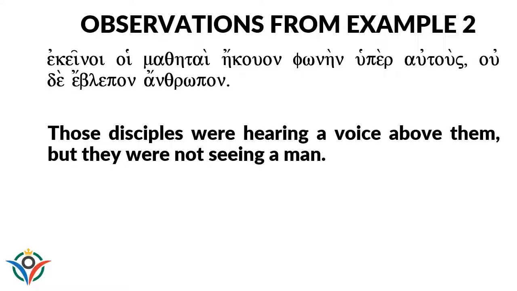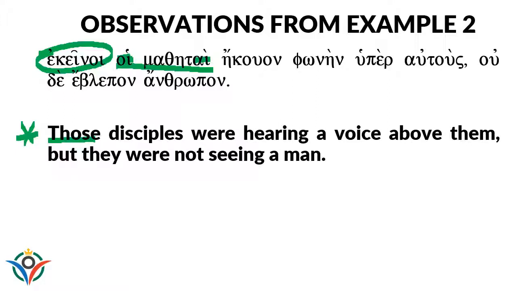So based on our parsing sheet, we can put this translation together. Those disciples were hearing a voice above them, but they were not seeing a man. Let's make some observations here. We see here that our subject is hoi mathetai. So this is a masculine first declension noun. It's masculine because the article is masculine, but it is a first declension because the ending is feminine. We translate that as the disciples, but because we have a demonstrative pronoun, it's pointing out that it's not just any disciples, it's those disciples.